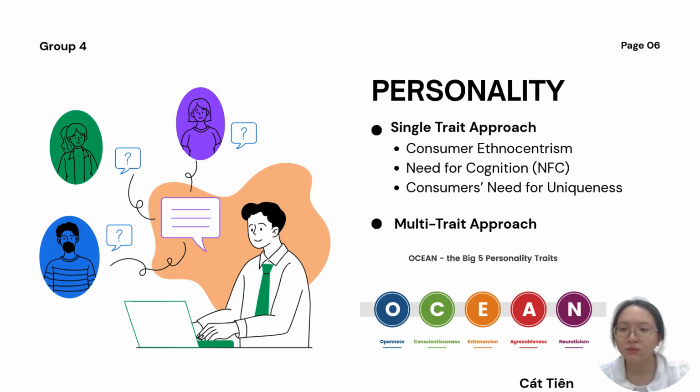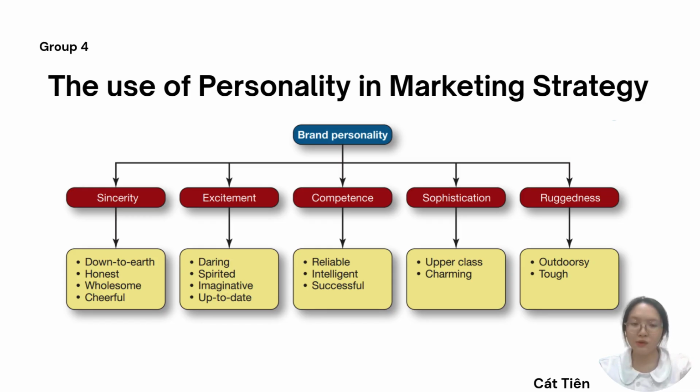And moving to the multi-trait approach, it looks at personality more holistically. The most widely used model is the Big Five, or OCEAN, which includes openness, conscientiousness, extraversion, agreeableness, and neuroticism. Next, we will dive into the use of personality in marketing strategy.